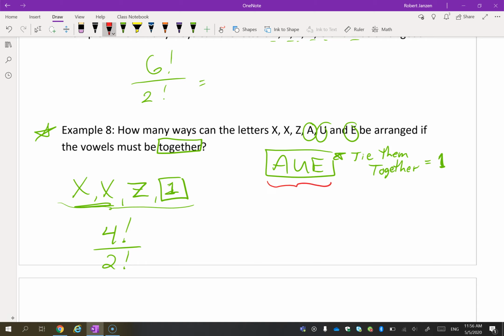Because these 3 letters that we've tied together, we could rearrange them. How many ways can you rearrange 3 letters? 3 factorial. So this question would look like this. Okay, which I believe is 72.